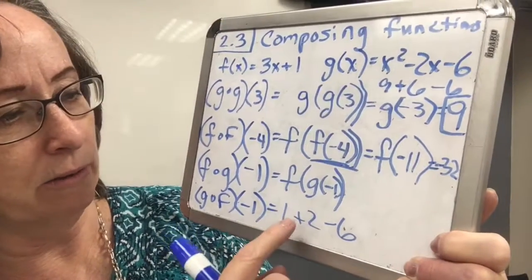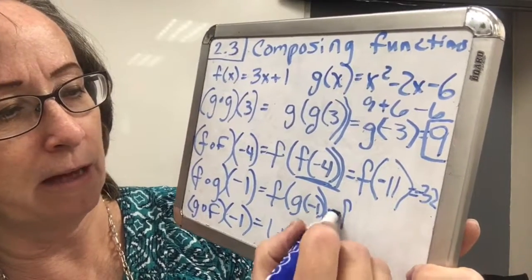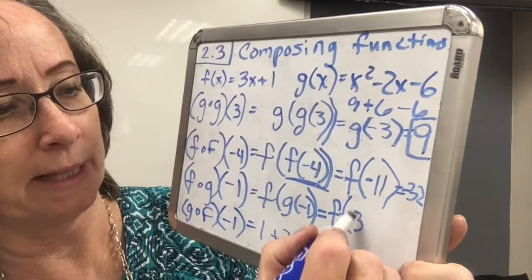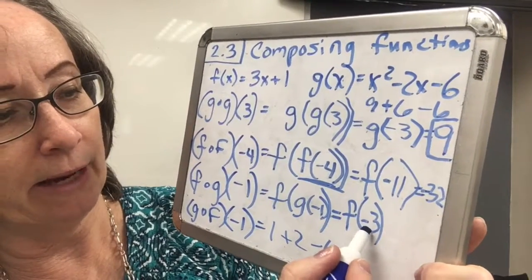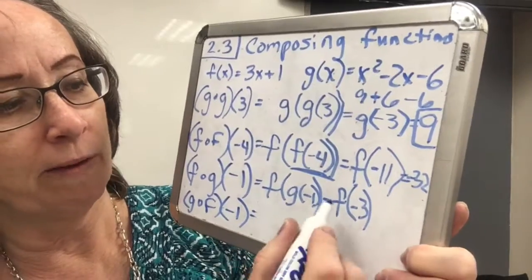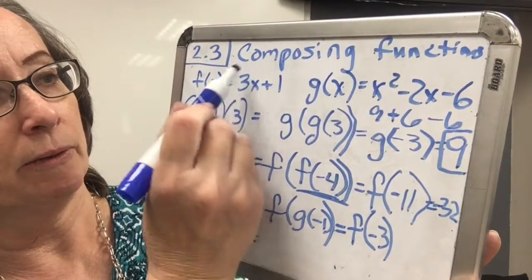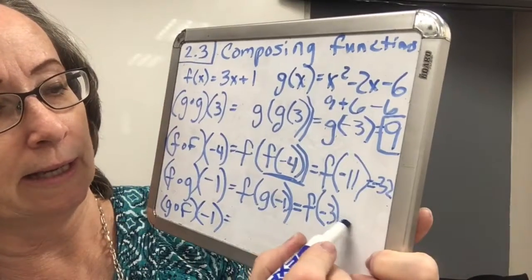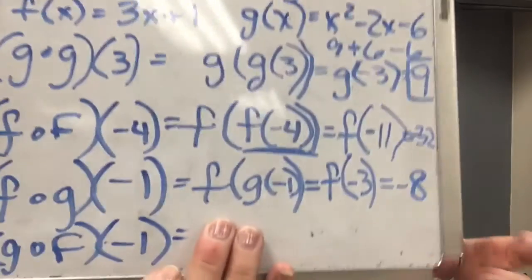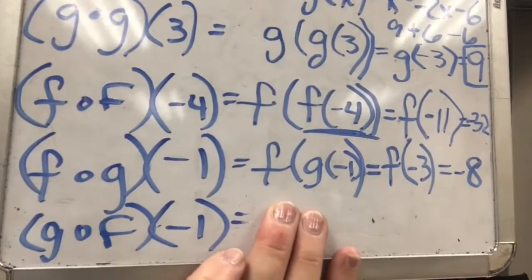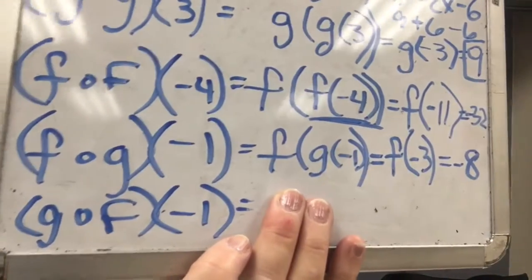So now we're going to put this in as f of negative 3, because that's the output of the g of negative 1 in there. So now we got f of negative 3. We go over here, we plug in a negative 3. We get a negative 9 plus 1 is a negative 8. And there's all the work for that one. And that one was f of g of negative 1, which is negative 8.